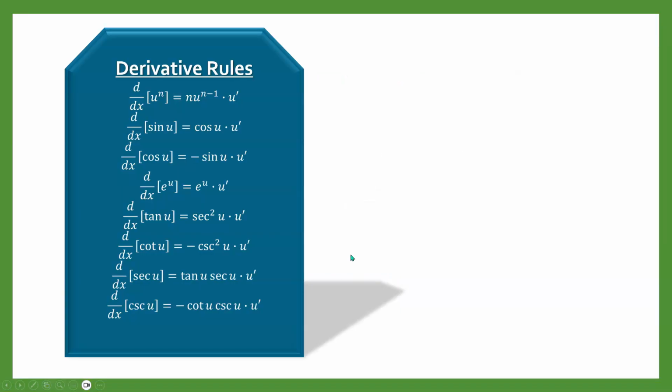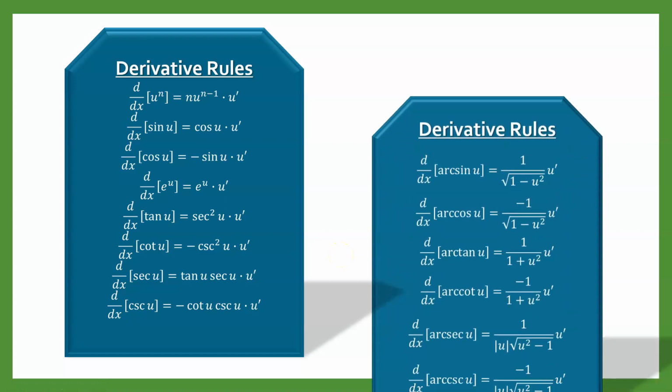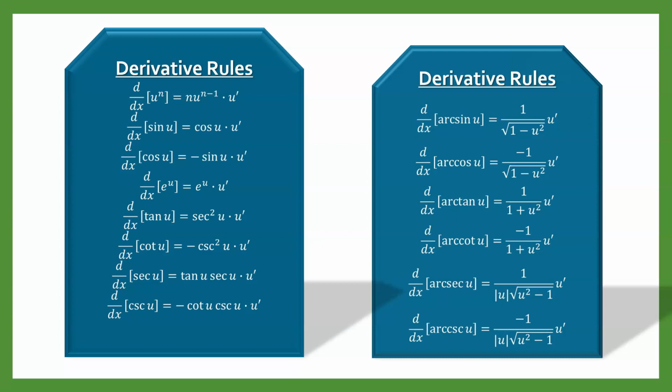Now, if we put those 6 derivative rules together with the chain rule, we get general derivative rules for those 6 inverse trigonometric functions. We already said the derivative of arcsine of x was 1 over the square root of 1 minus x squared. That means that the derivative of the arcsine of anything is 1 over the square root of 1 minus that anything squared times the derivative of the anything. So this is what we get when we put those derivative rules together with the chain rule.